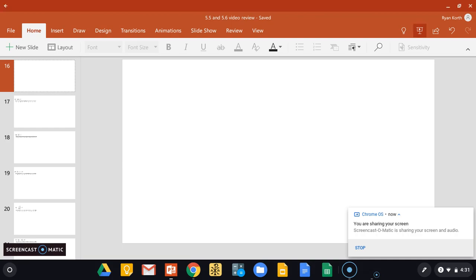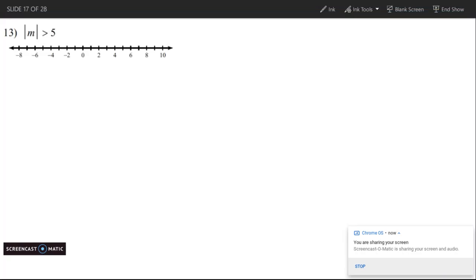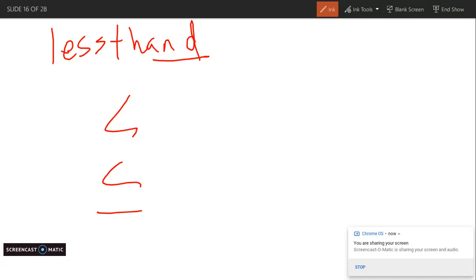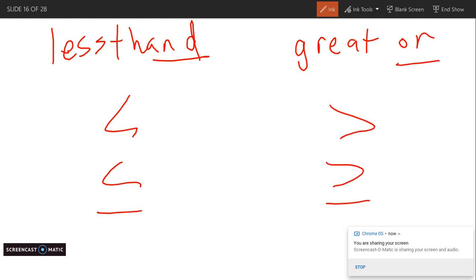All right, so let's go ahead and start finishing up with the inequalities. To start, let's remember that less than is going to remind us to use "and." So less than or equal to, great. Greater than and greater than or equal to are going to remind us to use the word "or."